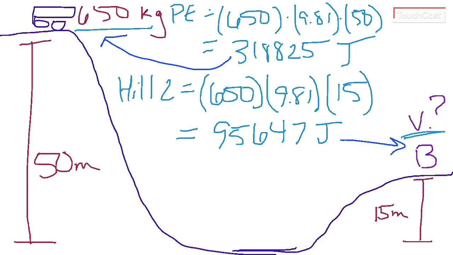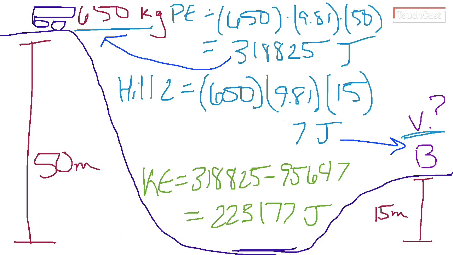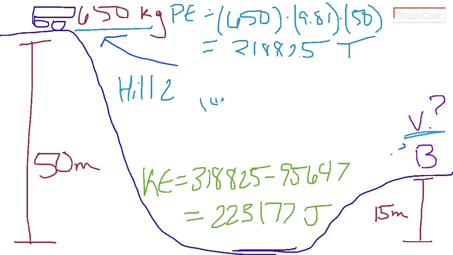And the answer is, that means the rest of the energy is kinetic energy, and so my kinetic energy equals 318,825 minus 95,647. So that means at that point on the hill, I still have 223,177 joules of energy. So now that I know how much kinetic energy I have, do you guys have any idea what to do next?